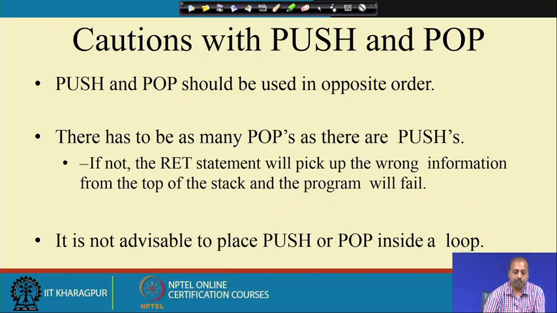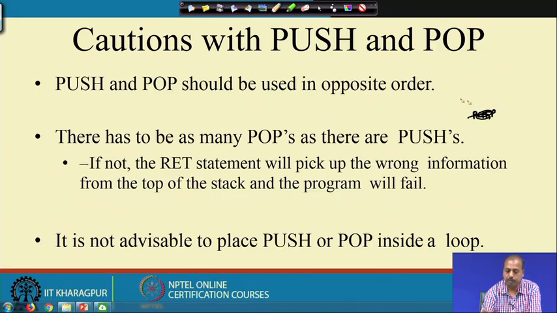Now, as we have already said, push and pop should be used in the opposite order. The order in which you push the registers, you should pop in the reverse order, and there have to be as many pops as there are pushes. Suppose the number of pushes is 4 and the number of pops is 3. When you are calling a subroutine, first the return address is saved onto the stack, so PC high and PC low.